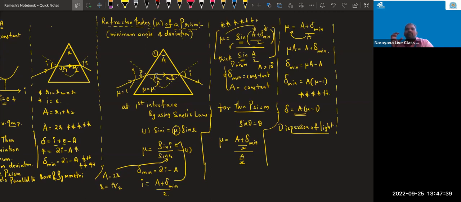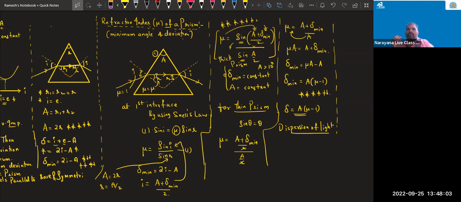White light. From the sun, what light is coming is called white light. White light means a mixture of 7 colors. If you mix in proper proportion violet, indigo, blue, green, yellow, orange, red, you will get white color. You understand? White is not a color, but you will get white.